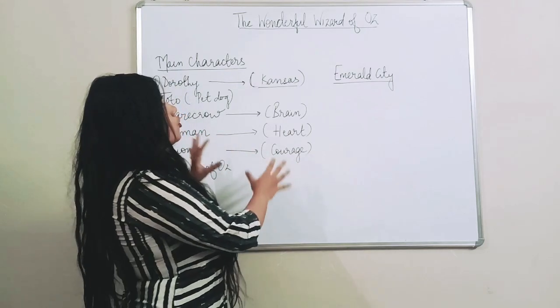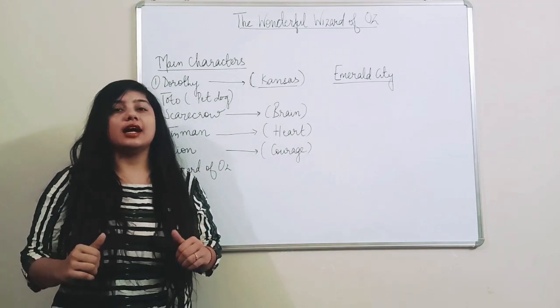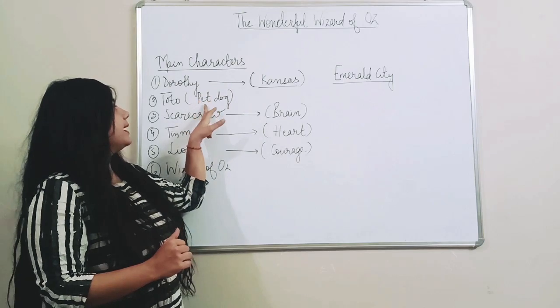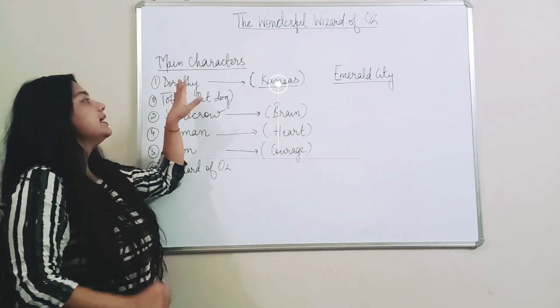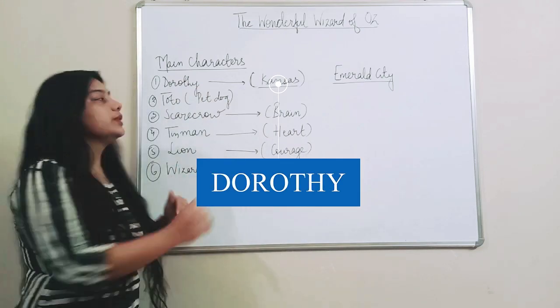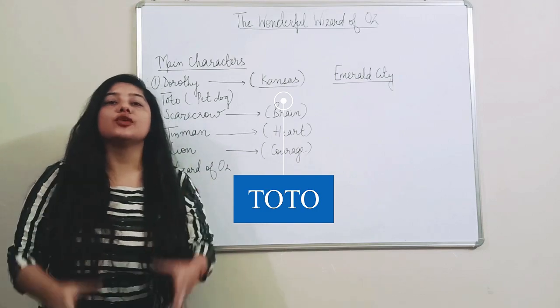So this story is similar. It is about a very small girl who lived in a house with a small pet. The name of the girl is Dorothy. She lived in her house with a pet dog. The name of the dog was Toto.